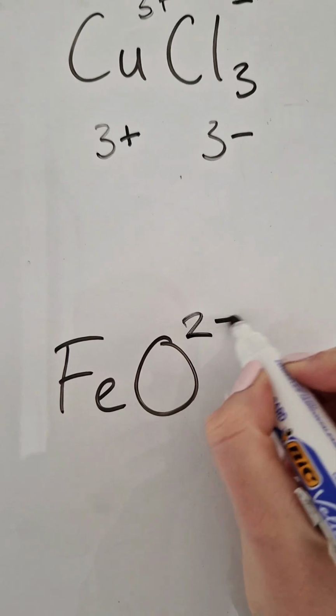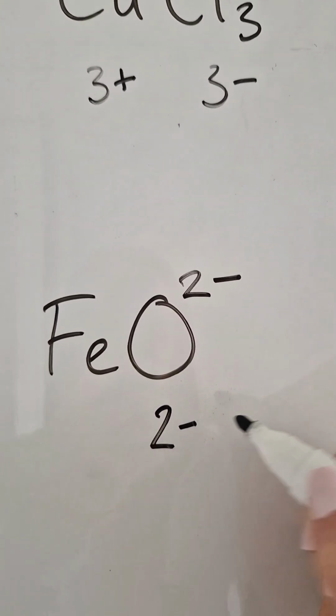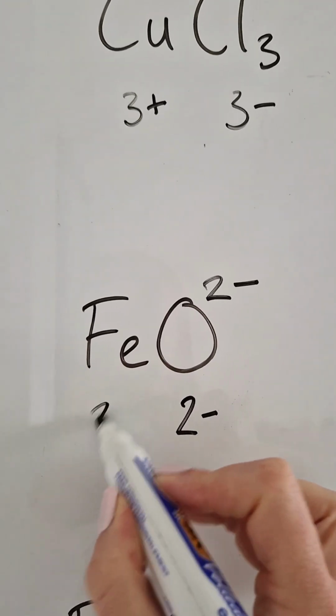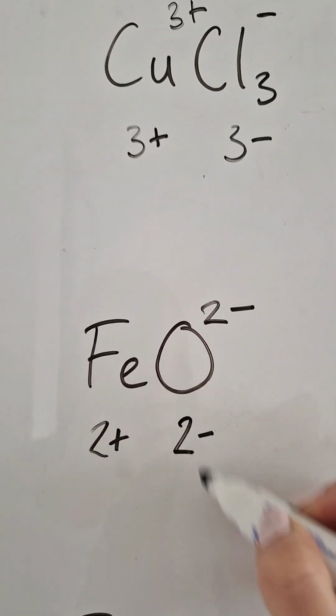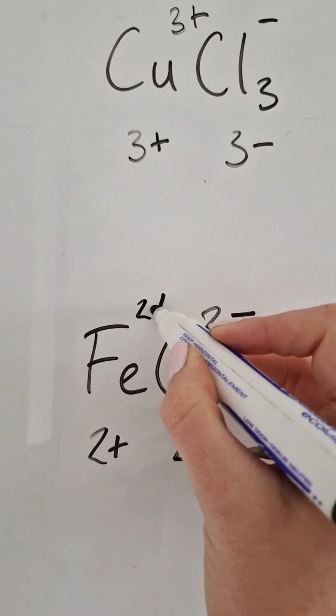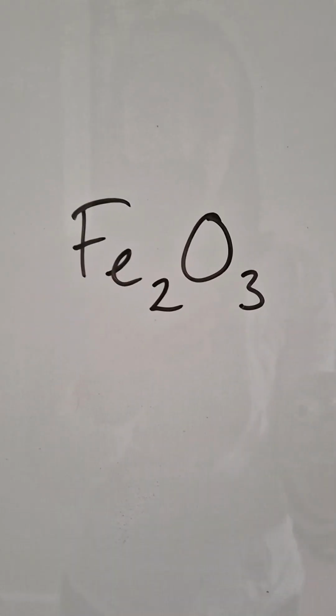So this oxide ion is 2 negative. Because there's only one of it, that gives us a total charge of 2 negative, which means the iron needs to be 2 positive to balance that out. There's only 1 iron atom, so that 2 positive charge goes on there, so the charge of the iron is 2 plus. Let's do a harder one.